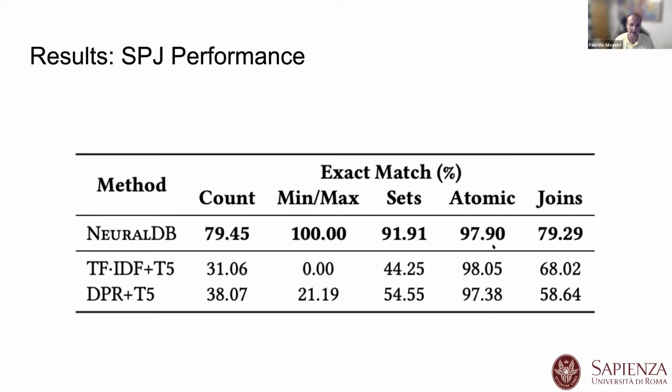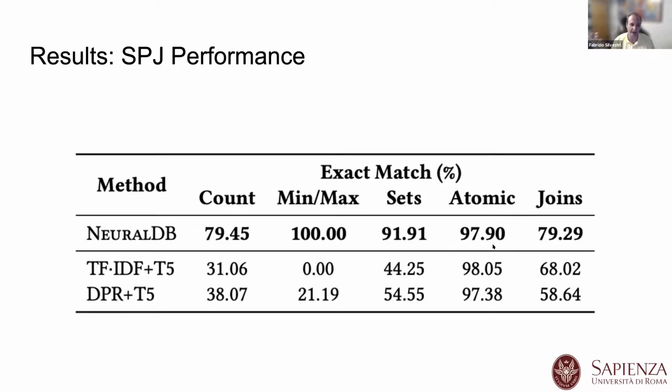And even in this case, the accuracy for min-max is very low. But for NeuralDB, when you split the phases into the 3 phases that I just showed, this actually goes to 100%. And also the count queries, although we are not doing 100% exact match accuracy, we are almost, in many cases, more than doubling the performance of both TF-IDF and DPR. And the trend is kind of confirmed.